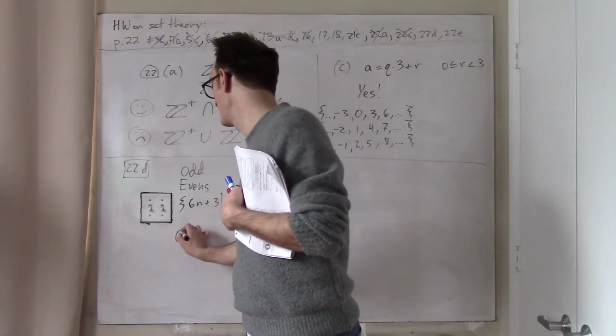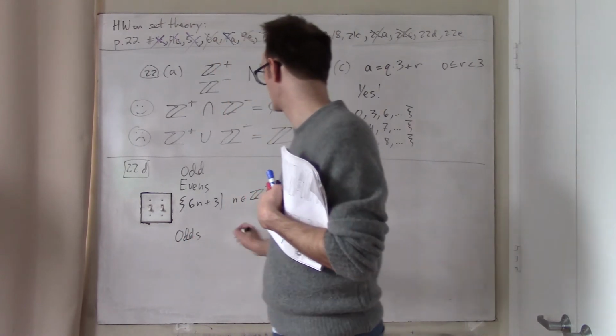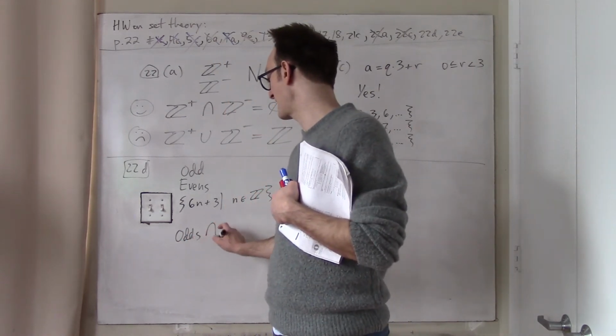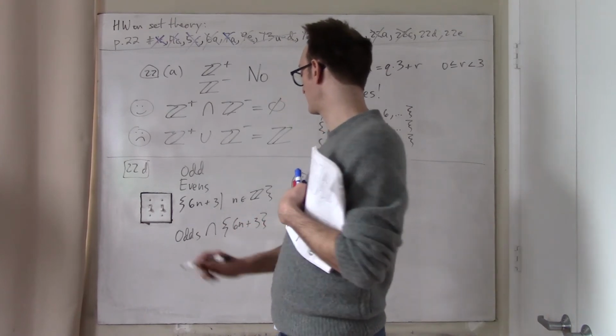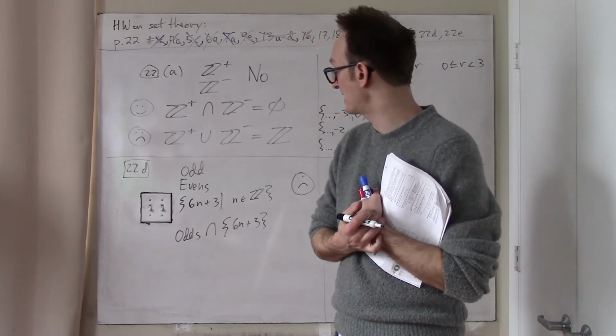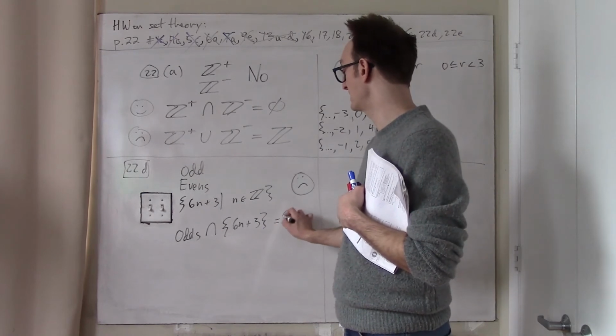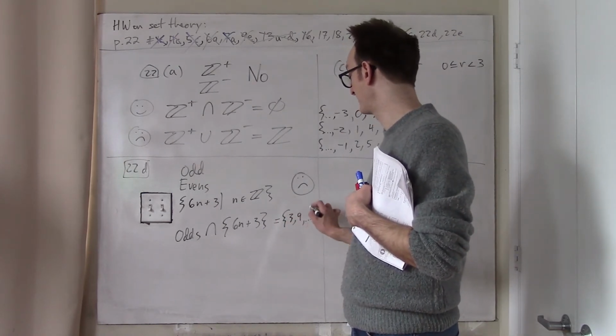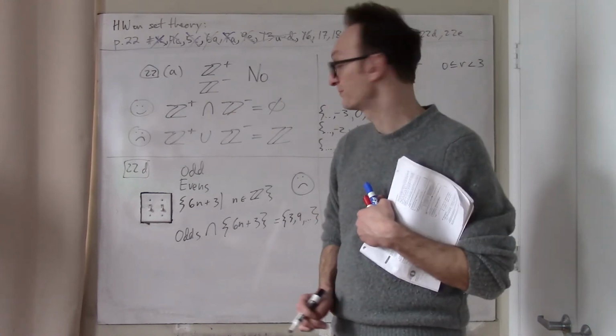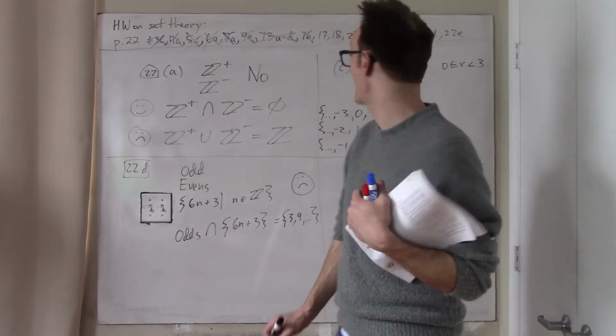For example, if you take the odds and you intersect them with the set of all numbers leaving a remainder of 3 when divided by 6, you get that there are some things in this set, such as 3, 9, etc. So therefore, it's not a partition.